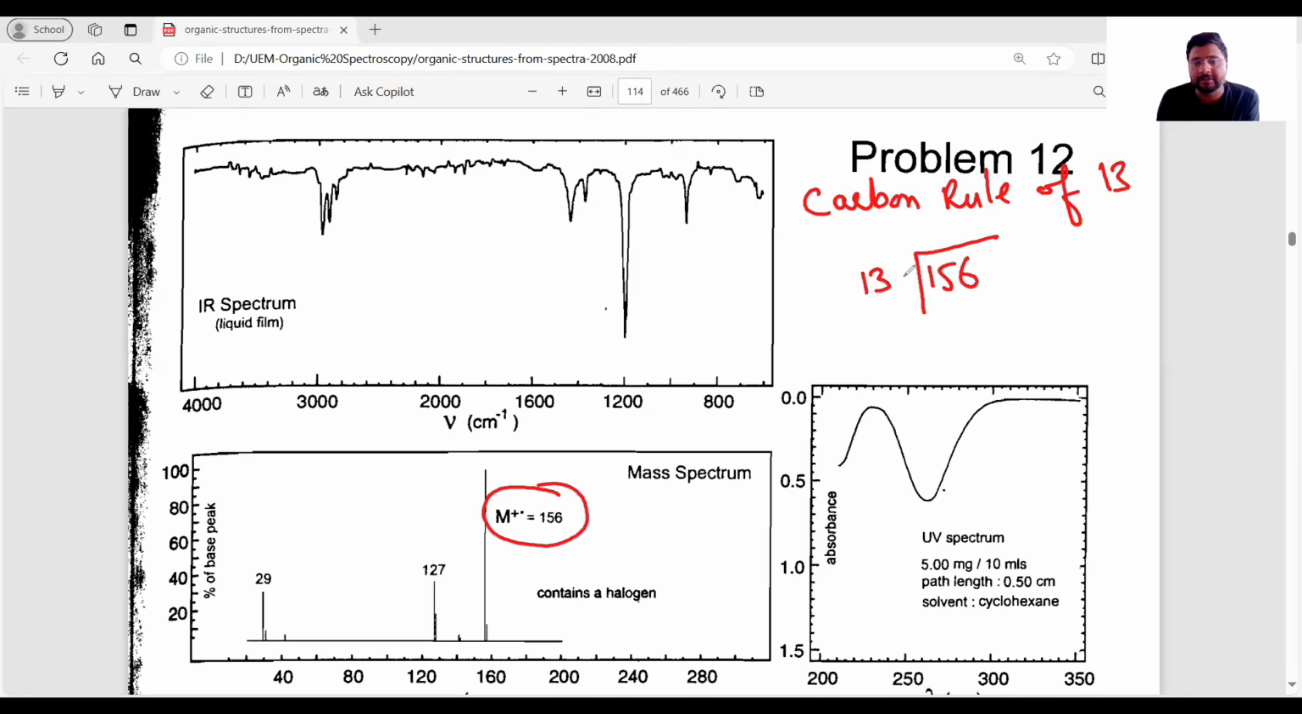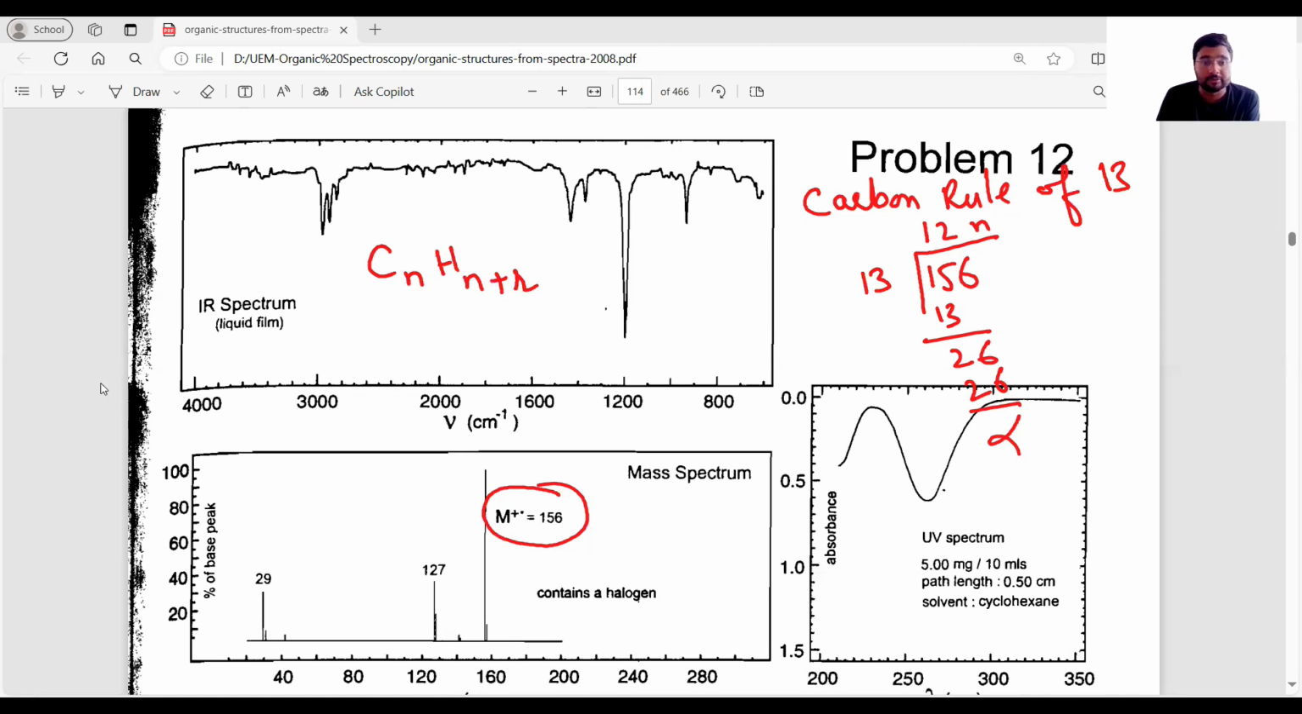So divide by 13. 13 times 1, you will get 13. 13 times 2, you will get 26. This is n, meaning the quotient. So the formula is CnHn plus r. This is the formula.